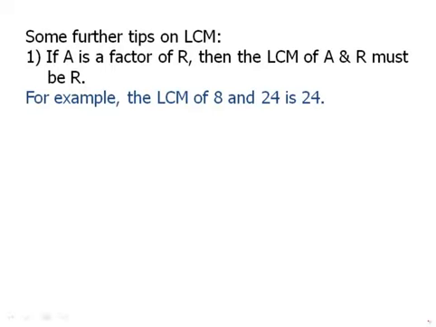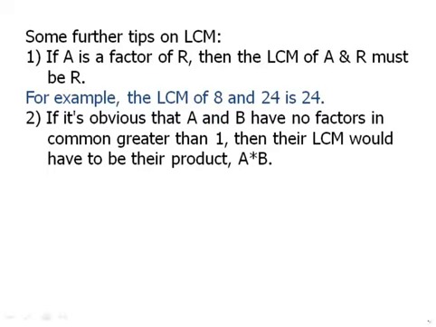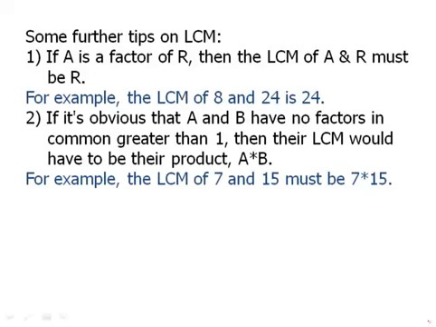That's very important. Another important thing, if it's obvious that A and B have no factors in common greater than 1, in other words, the greatest common factor is 1, then the least common multiple would have to be their product, A times B. So for example, the least common multiple of 7 and 15 must be 7 times 15. And again, this is the type of thing you should just be able to see. You shouldn't have to follow any procedure to see that 7 and 15 have no factors in common.